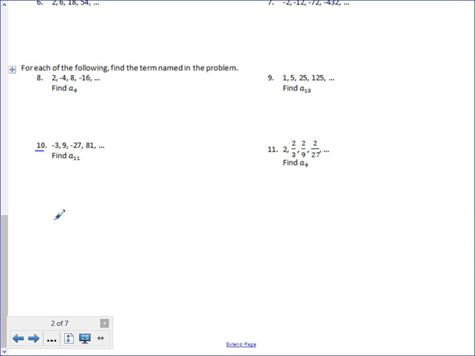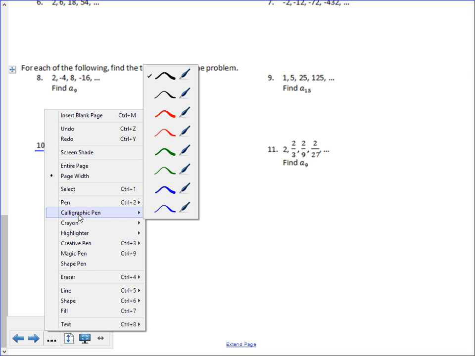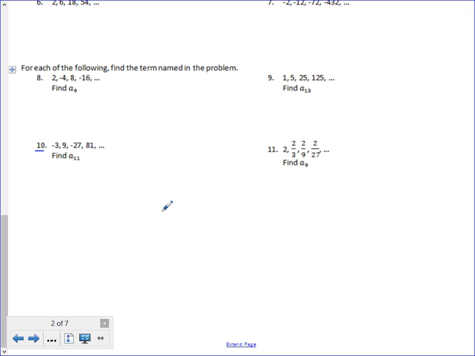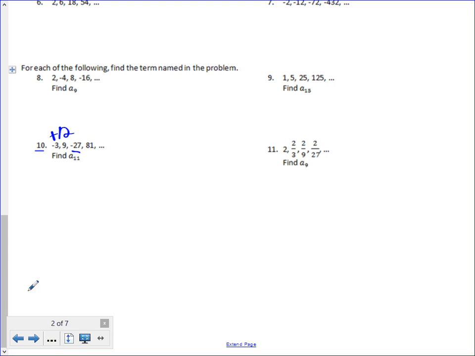So what I want you to think about is, look, if we tried to do a difference from negative 3 to 9, that's plus 12, right? Do I add 12 to get the next number? No, if you try to do that, you're going to get 21, but the next number is negative 27. So that's how we check. So then you say, okay, it must be geometric, which means you have a common ratio.